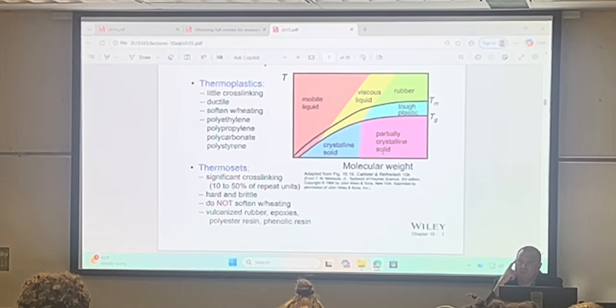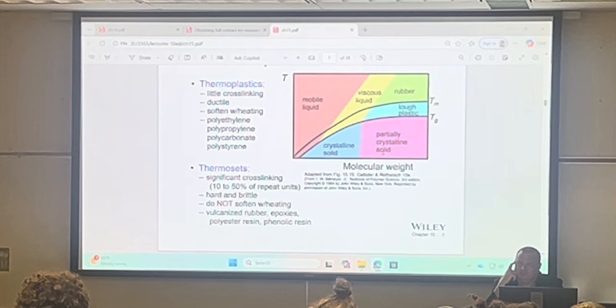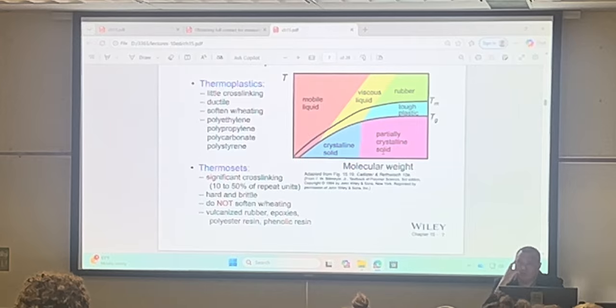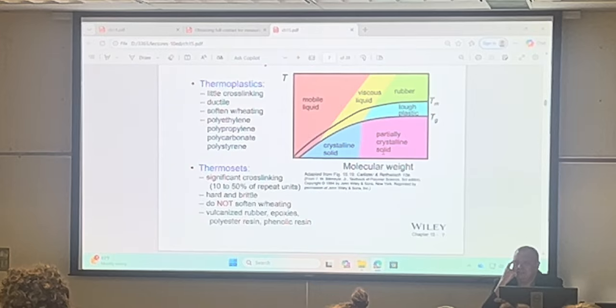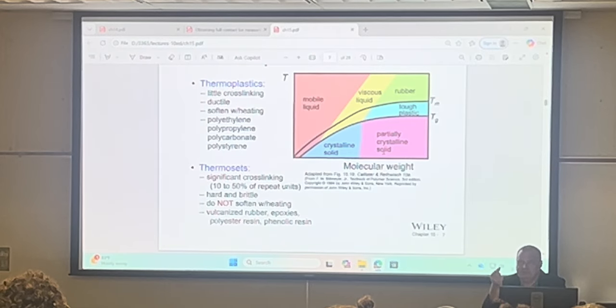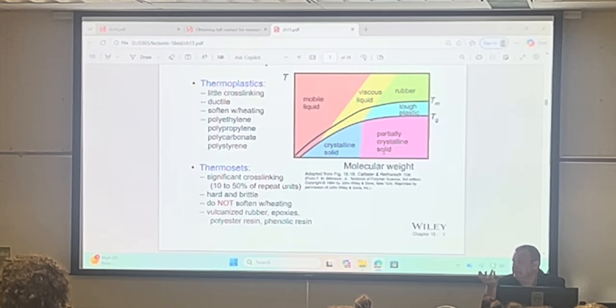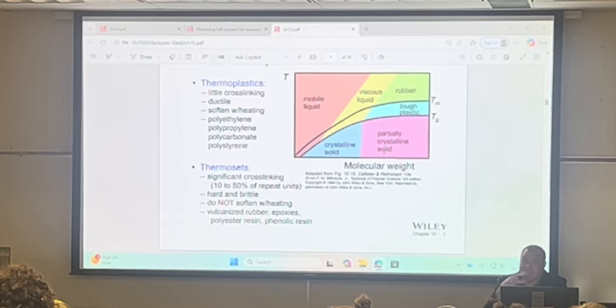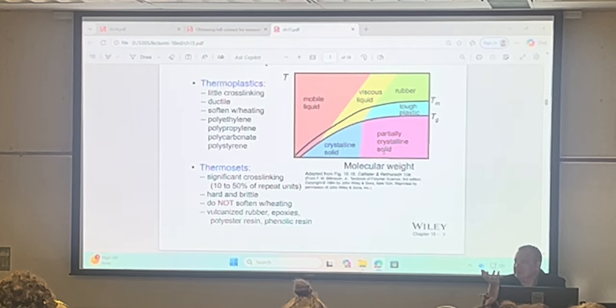Thermoplastics can be recycled, thermosets cannot. And we're going to talk about recycling. I mean, you can always burn, you can always shred, but recycling means that the material goes into the same product it used to be. Like you recycle a plastic bottle, you make a plastic bottle out of the recycled plastic bottle. This is complete cycle of recycling.